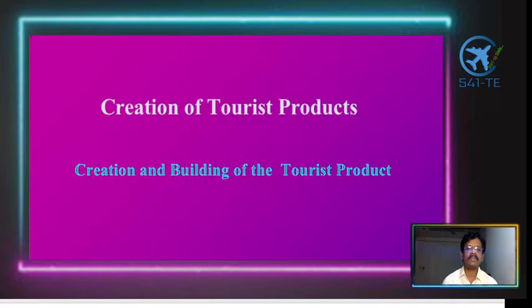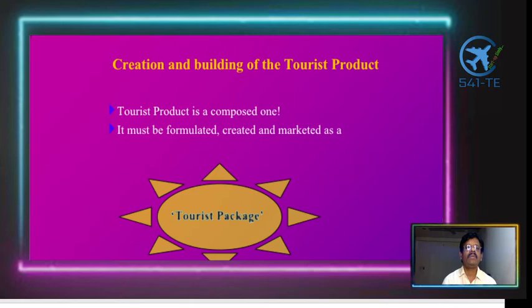When the tourist is consuming the product, you can see that the product is designed based on this. The creation and building of the tourist product is based on these dimensions. A tourist product is a composed one. It must be formulated and created and then marketed as the tourist package. So in the package you will find everything: spontaneous attractions and derived attractions.